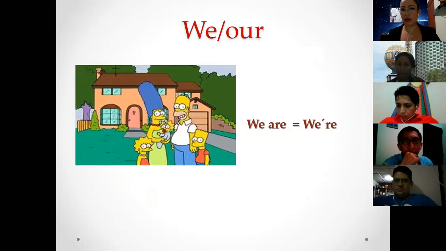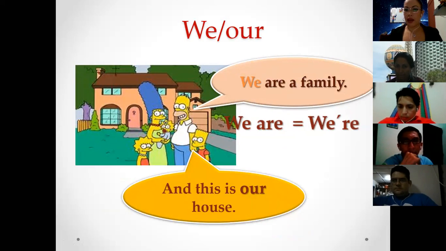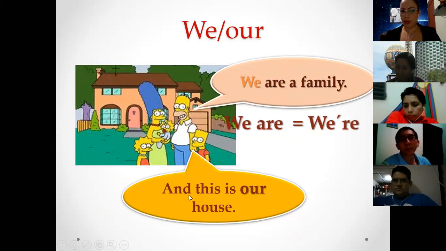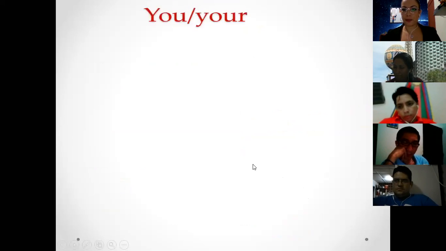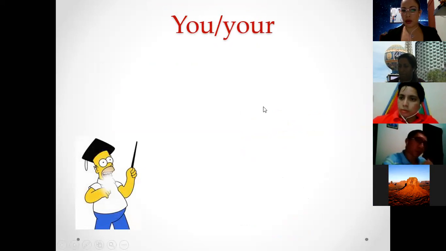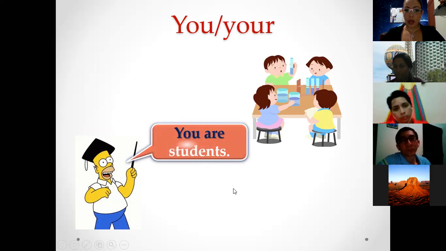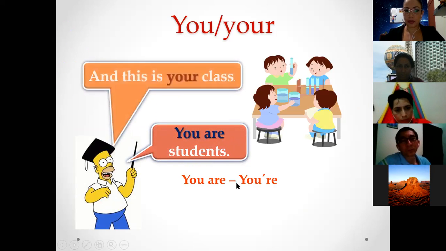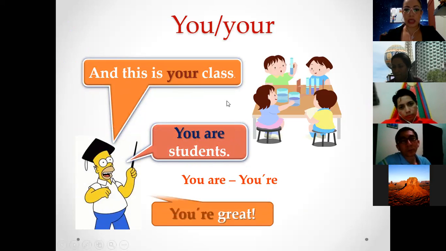Cuando nos referimos a algo nuestro, les decía es our. We are a family. Y como pueden ver, dice, y esta es nuestra casa, de nosotros, we. And this is our house. Okay, your es también el plural, el su de ustedes, ¿verdad? Your. You are students. And this is your class. Esta es su clase de ustedes, el possessive, it's your. And this is your class.